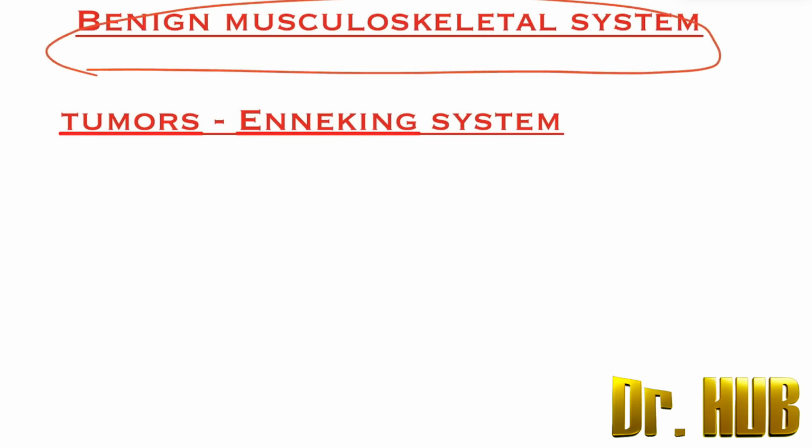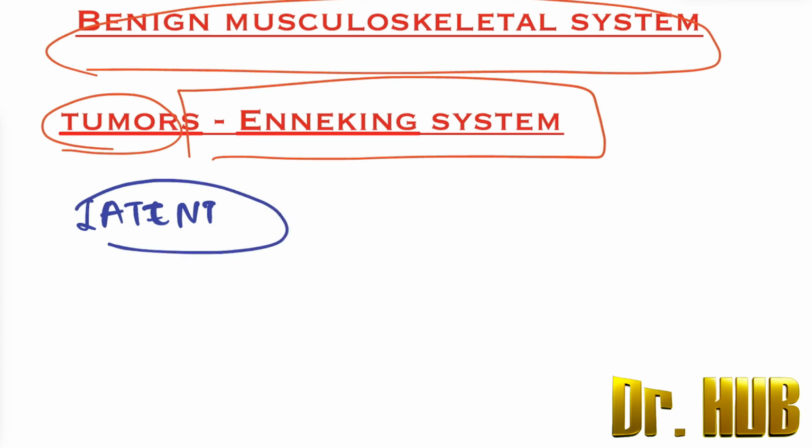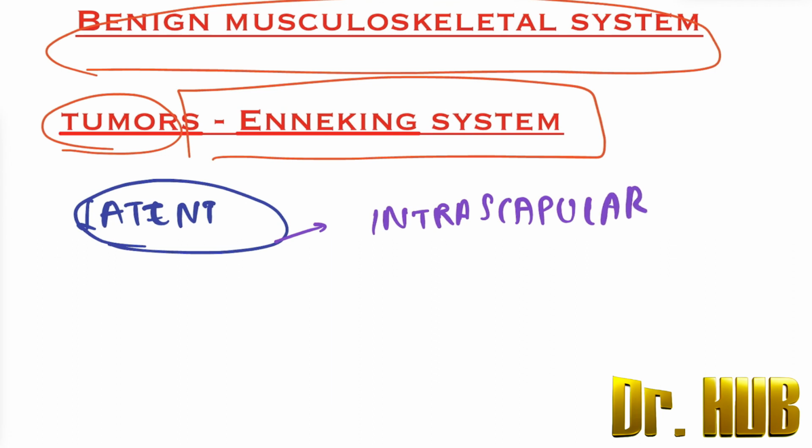Benign musculoskeletal system tumors, that is the Enneking's system. Under this, we look at the latent. So what does the latent include? A latent includes the location, which is intracapsular. Next, when you look at the clinical findings, it is often incidental findings.